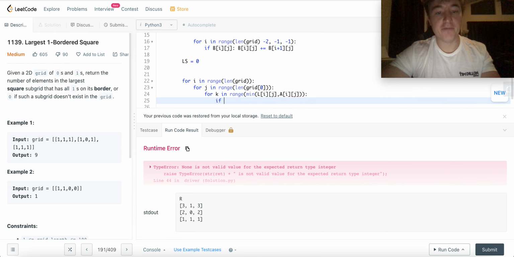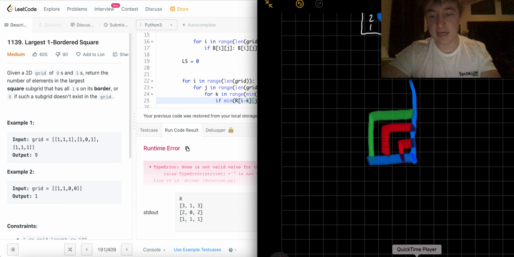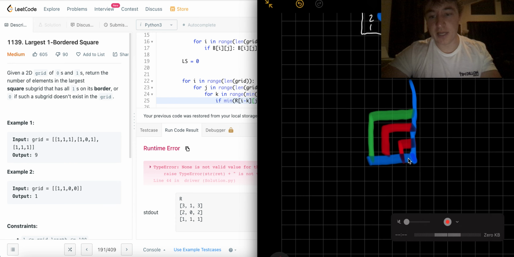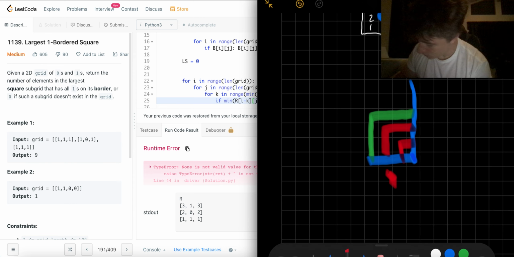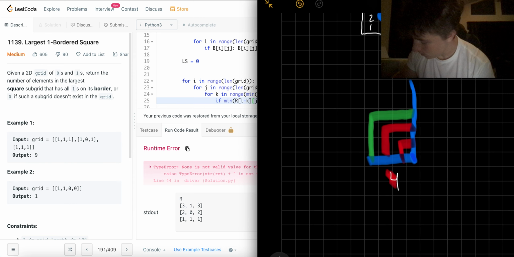So if the minimum of what's to the right of I minus K, J minus K, right? Because that's the position here. Like if K is 1, there's a length 2. So this is 4. So if we walk through this example, this would be 4, and this would be 1, 2, 3, 4, 6. Right, the minimum is 4, so I would do K equals 0, 1, 2, and 3.